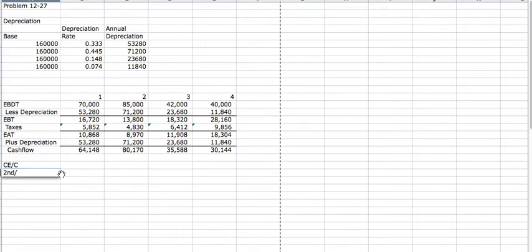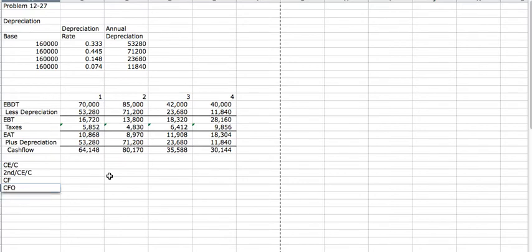Then we're going to push the second button and the CE/C button, and that will clear out everything. First push the cash flow button, and then second CE/C, and that'll clear all of our cash flow information out. And now we're ready to enter some data into our calculators.